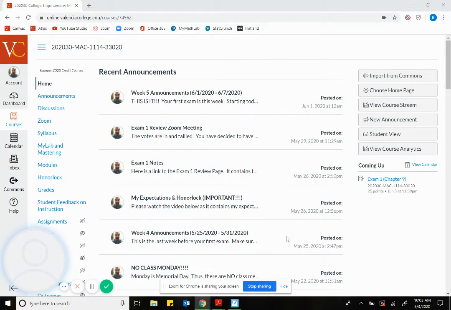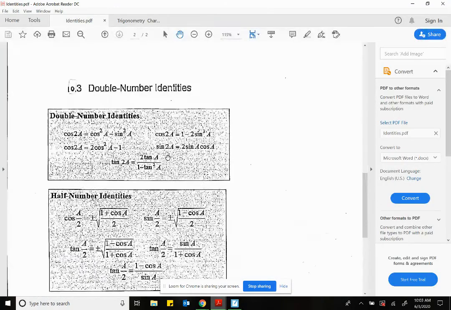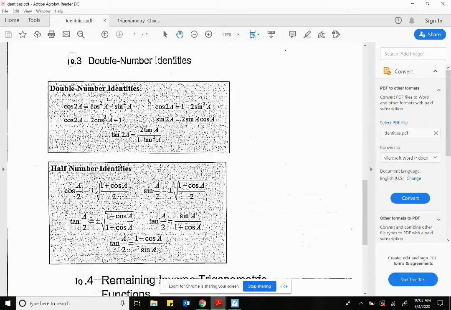All right, so let's get started with section 10.3, which is all about double angle and half angle formulas. I have, again, in our notes, provided you with that information. So here's 10.3. These are the two main ones that we're going to deal with.